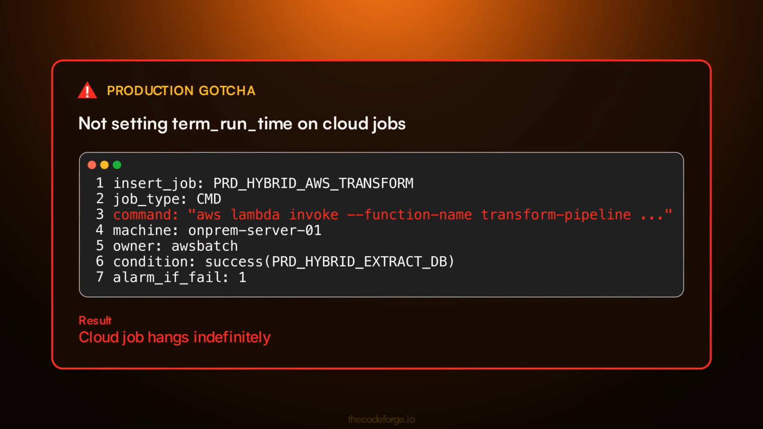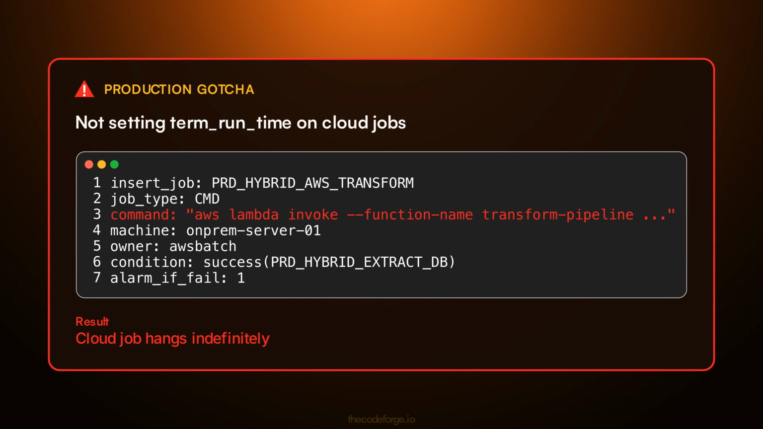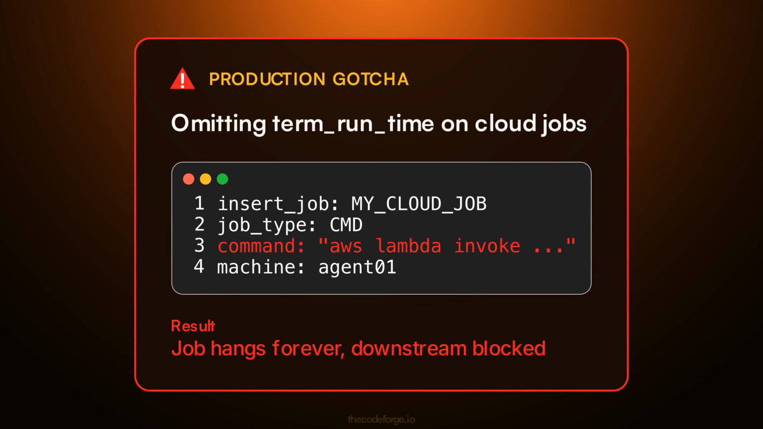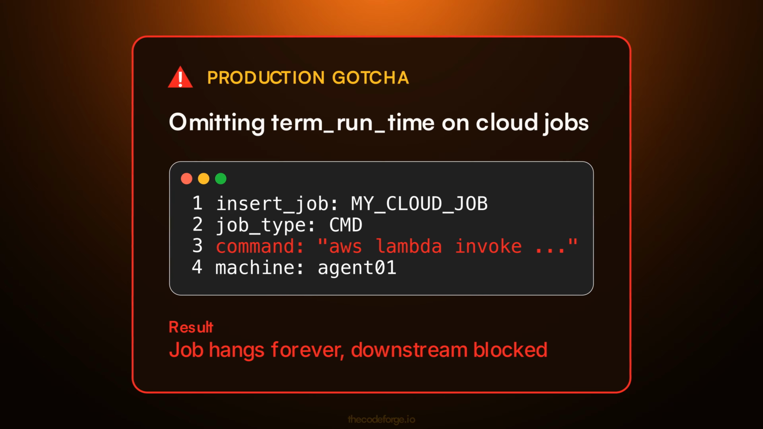If you don't set term_run_time, a cloud API call that hangs will keep the job in running state indefinitely. Downstream jobs never start, and no alert fires because the job hasn't failed. Always set term_run_time to 2x expected runtime.